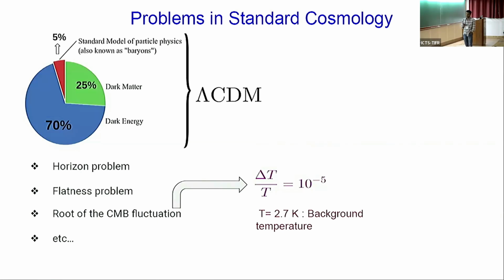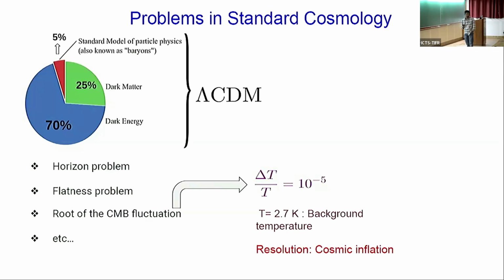I will note down some issues. One issue is the horizon problem and the flatness problem. We know that our universe is homogeneous and especially flat at the present time, but this cannot be explained by the Lambda-CDM model. Also, we know there are fluctuations in the CMB temperature, which also cannot be explained by the Lambda-CDM model. So to resolve all these tensions, we have to introduce the inflation model. After introducing the inflation model, we can resolve these tensions. So that's why inflation is necessary.